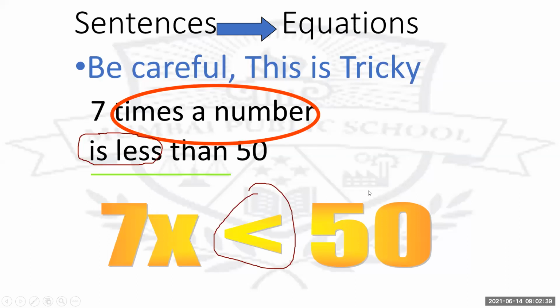Check. Times, you're going to multiply. Is less than, you're going to show this less than sign. Understand? You have to read the statement carefully before you frame the equation. This is going to be very useful when we start with our first chapter, linear equations, because in the last exercise of the chapter, we have to frame the equations and solve. So this would be very useful when you want to solve those kinds of questions.